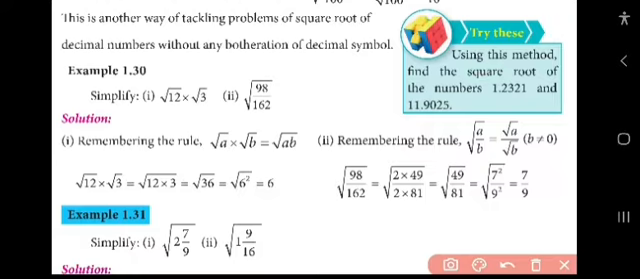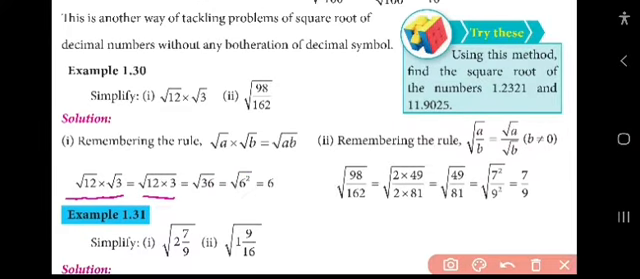So the first one: root 12 into root 3 equals root of 12 into 3. Here we have used the formula root a into root b equals root of a into b. Root 12 3s are 36. We know that the square root of 36 is 6, the square and square root cancel, and 6 will come. So the answer for the first one is 6.